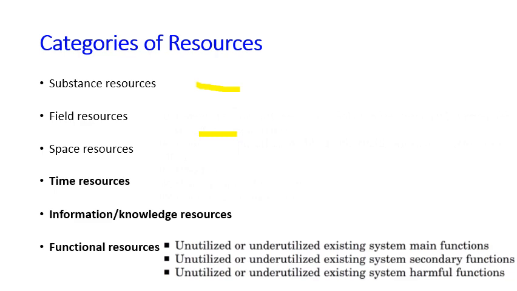Finally, all the functions in the system are also considered as resources, including the unutilized, underutilized, and even harmful functions. Remember that one of the TRIZ ideas is that if you can turn these harmful functions into useful functions, then you created an invention.